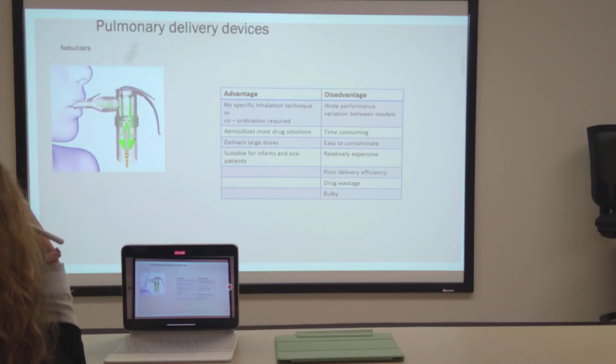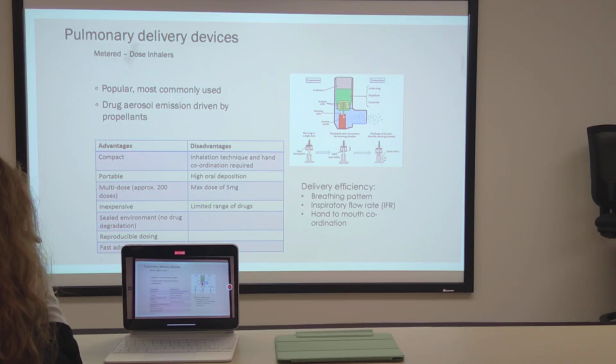Then you have your metered dose inhalers, or MDIs. These are way smaller than your nebulizers, so they tend to be more popular and more commonly used. They're very portable and very inexpensive.